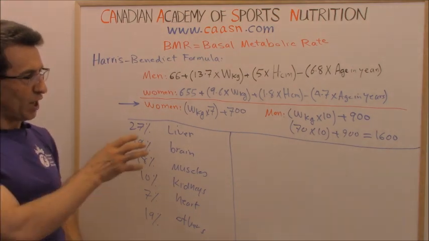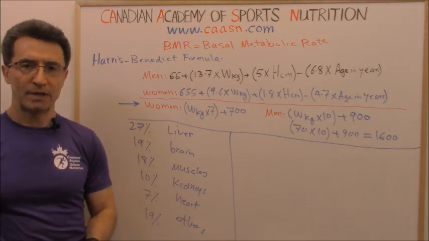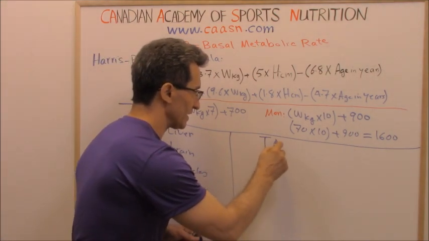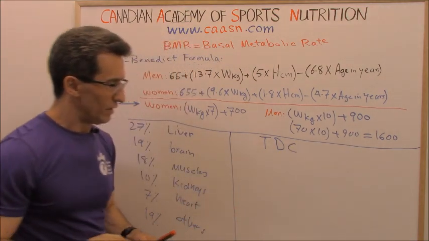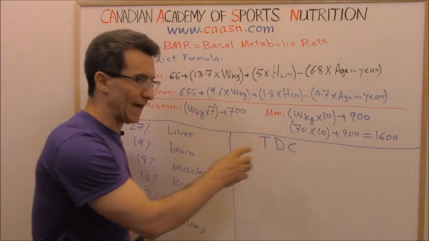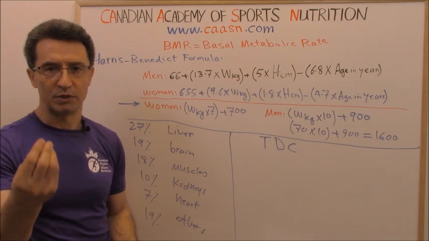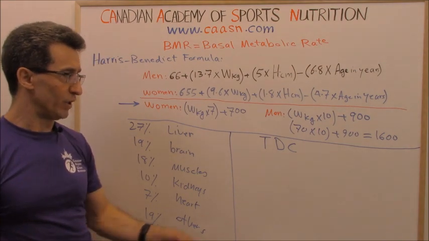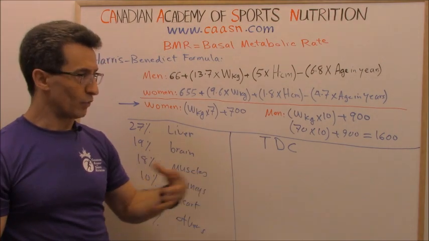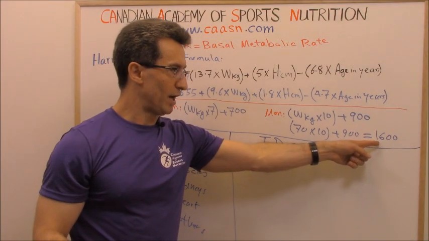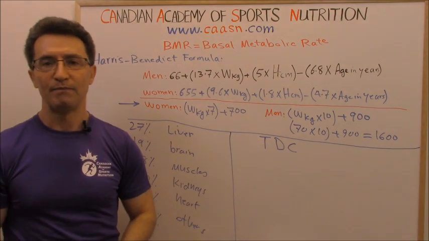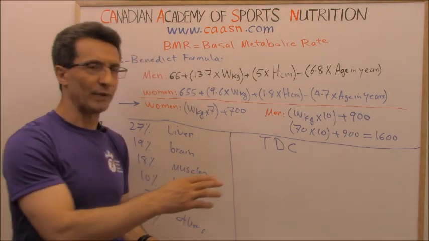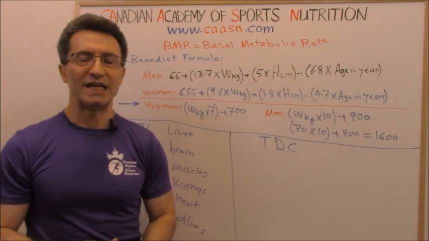So now you know how to calculate your basal metabolic rate. Let me show you how we're going to calculate total daily calorie. To calculate your total daily calorie, you need to know your basal metabolic rate. If you do not know your basal metabolic rate, you cannot calculate your total daily calorie. So right now I know mine, my BMR is 1600, and I'm going to use my BMR just to show you how we calculate. Your total daily calorie depends on your daily activities.